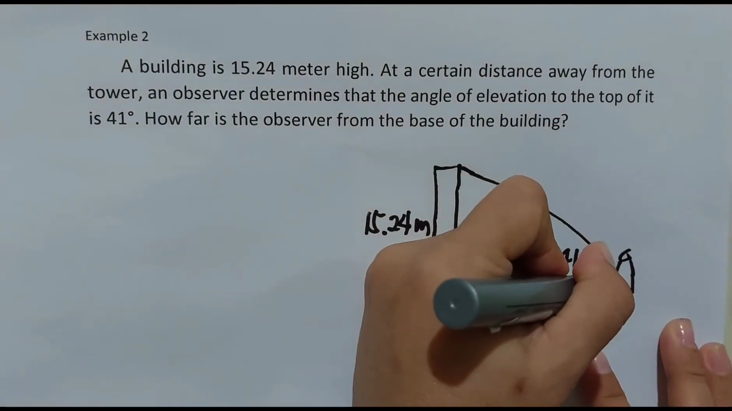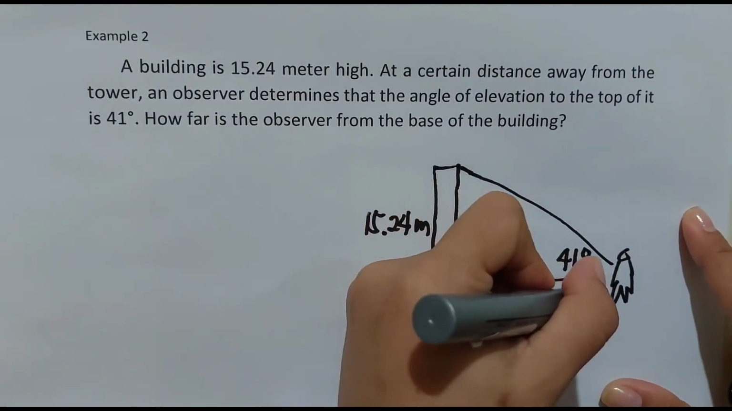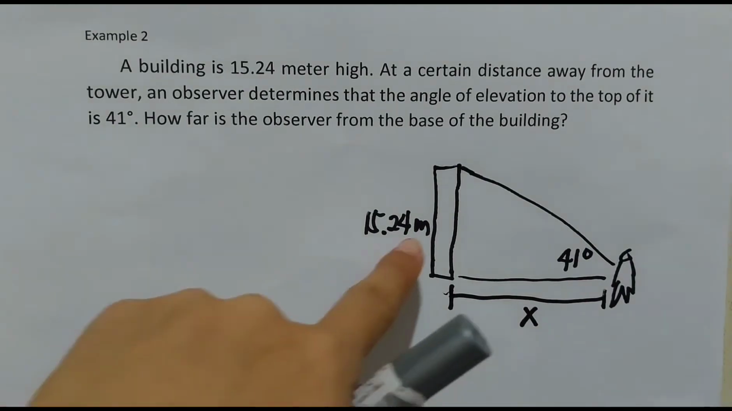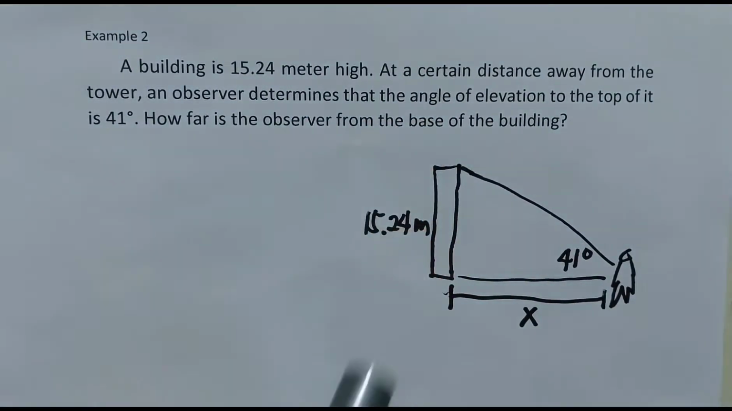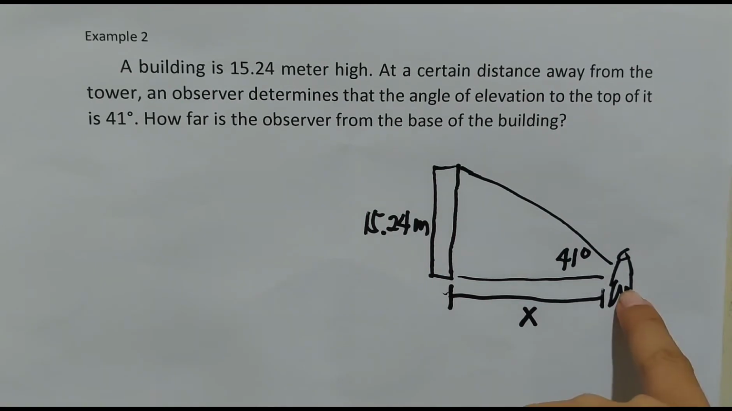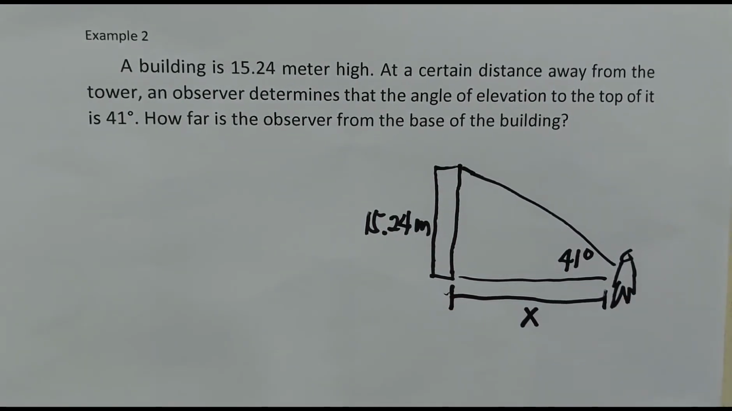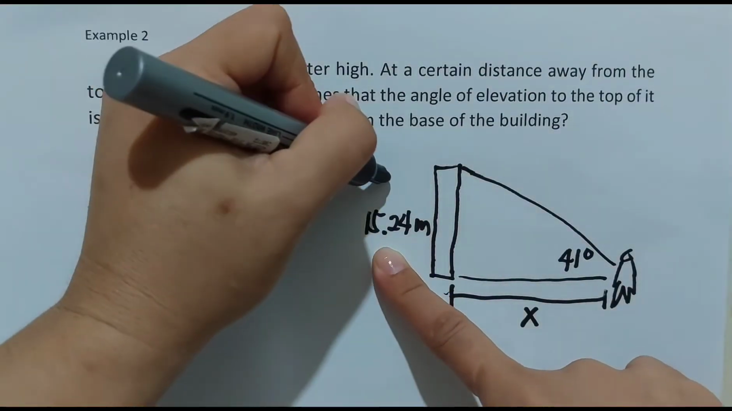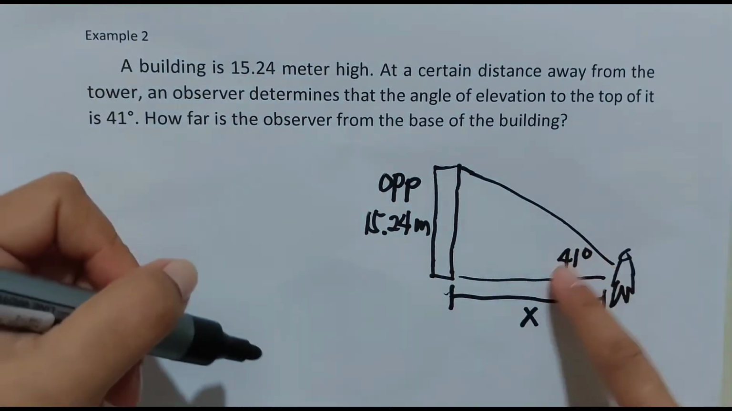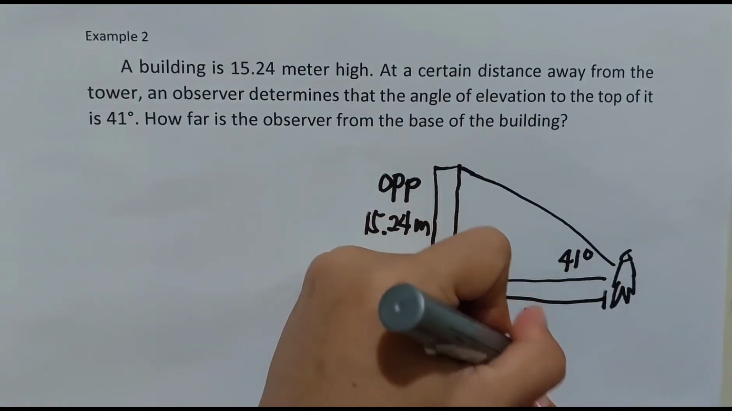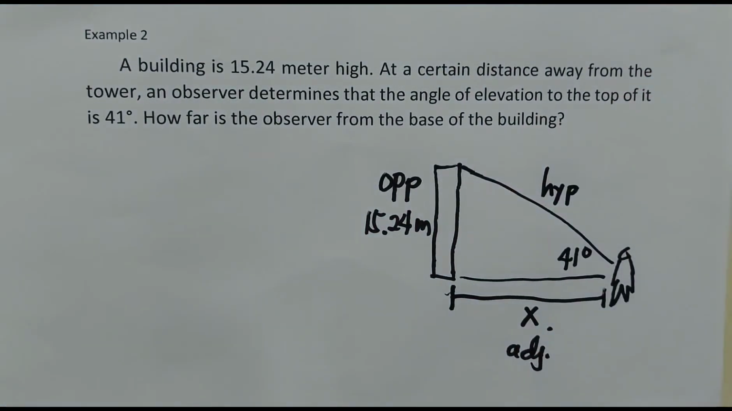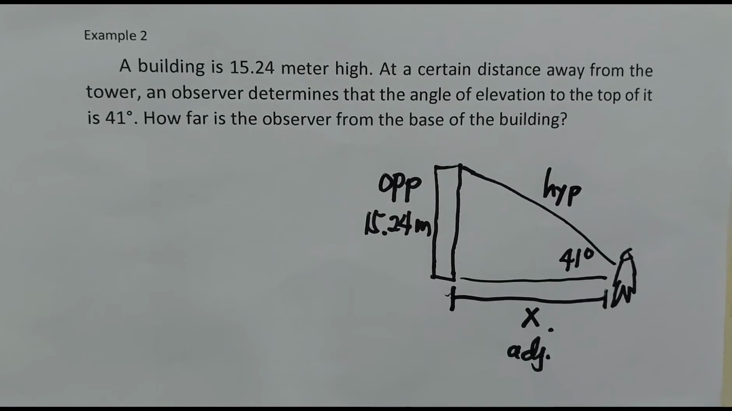So, the distance from here, this will be our x. In the first example, the question was the height of the tower. But this time, what is asked is the distance from the observer to the base of the building. Now, if we analyze, we have here the angle theta. This is our opposite. Again, this is our x, here is our adjacent, and this is our hypotenuse. So we go back to the previous discussion about the 6 trigonometric ratios.